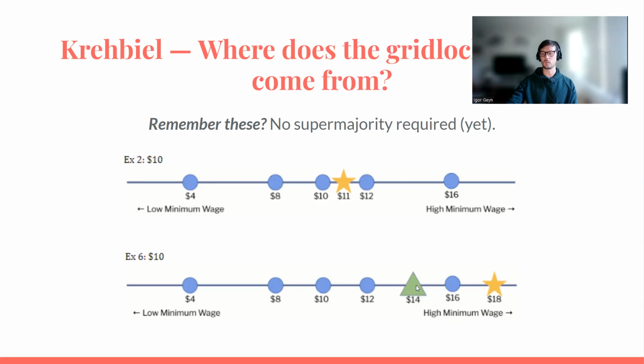And the way that we can understand this is by looking at the fact that the $14 presidential pivot here is equally distant from the $18 status quo and the $10 newly proposed bill. Right, they're $4 away from both of these policies. That means that they're equidistant, or they're indifferent between these two outcomes.